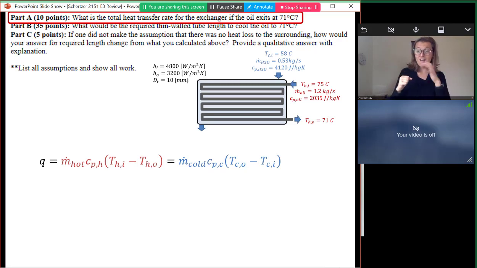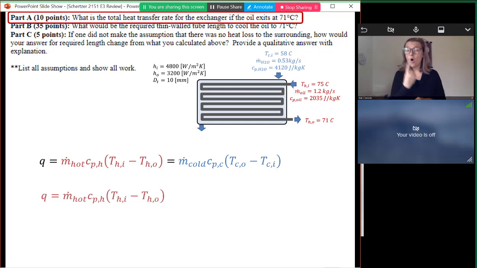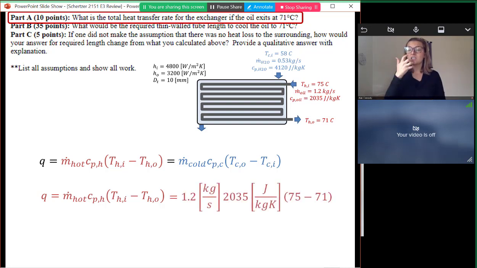Also notice here that the delta T's are set up differently on the hot side and the cold side. It's always the hotter temperature minus the colder temperature, because I'm looking here for an absolute value. So here I have an expression for the heat that's lost from the hot side of my heat exchanger. I know all of this information, so I can put it in my calculator.